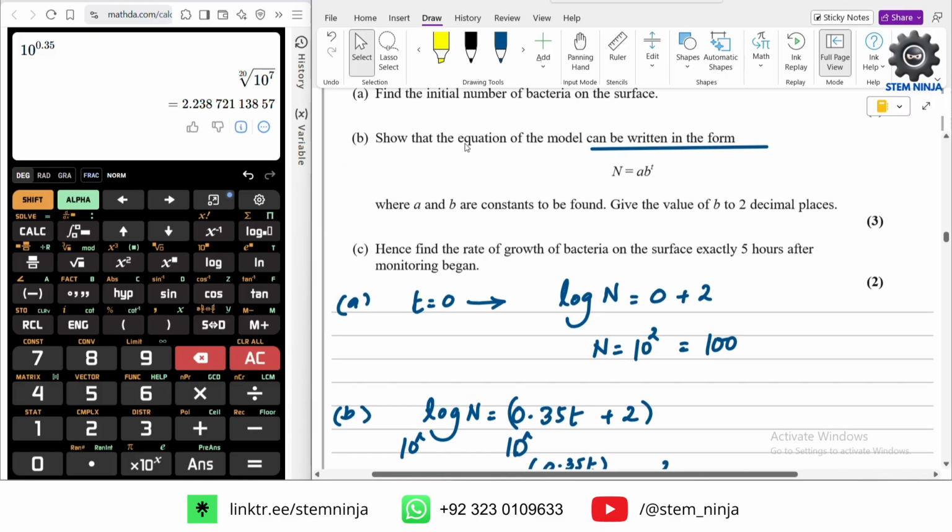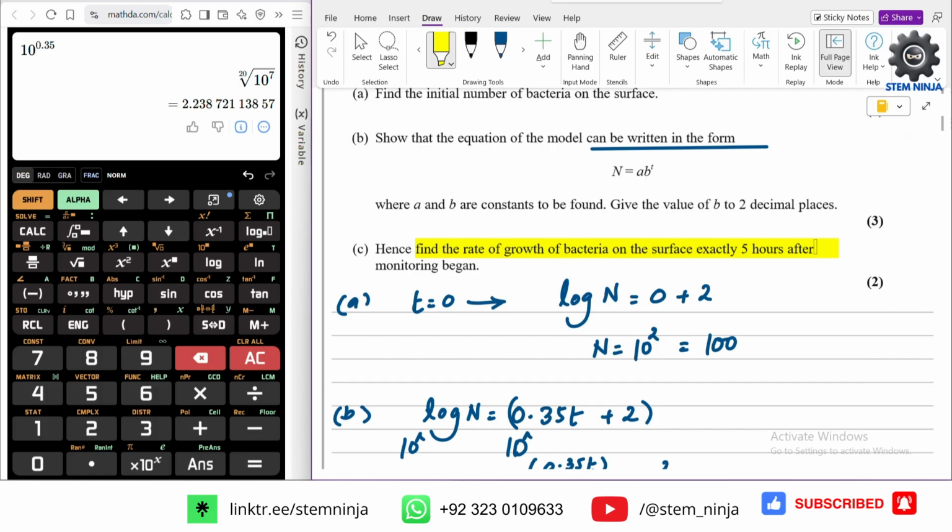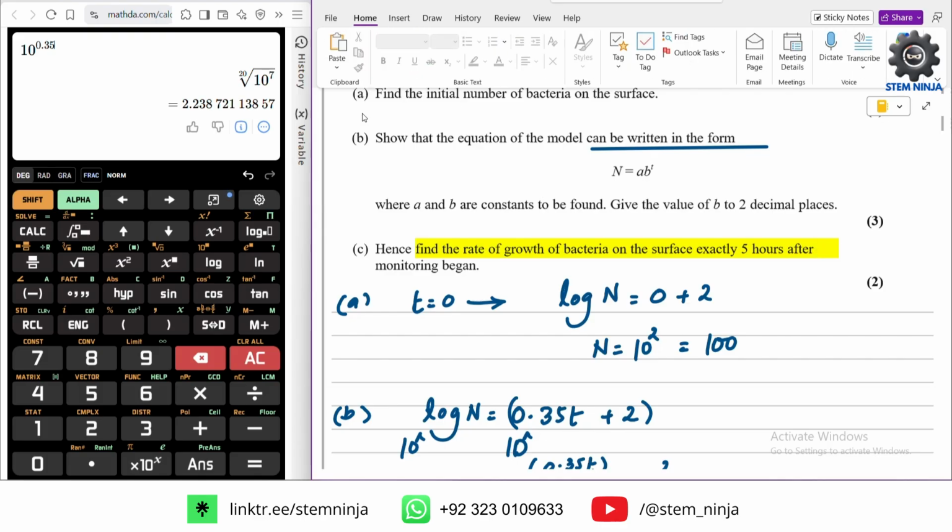Hence find the rate of growth of bacteria on the surface exactly 5 hours after monitoring began. So find the rate of growth of bacteria exactly 5 hours after the monitoring began.